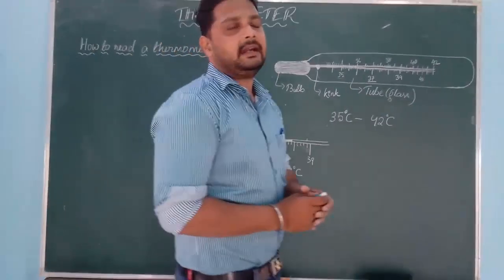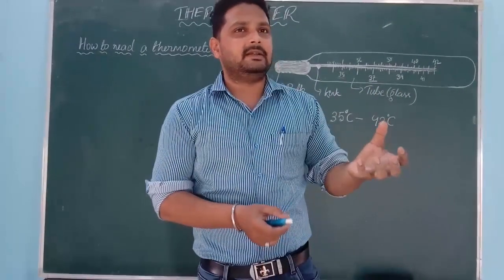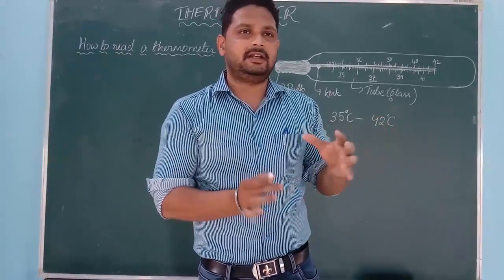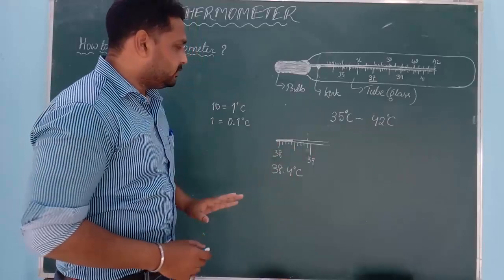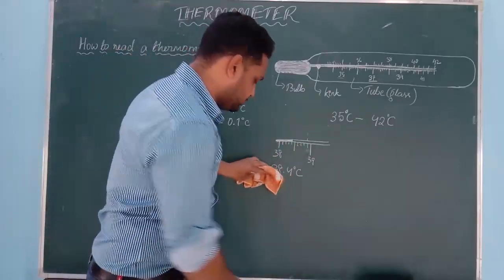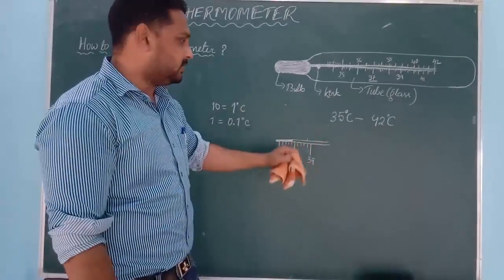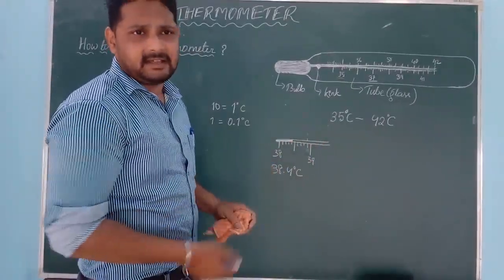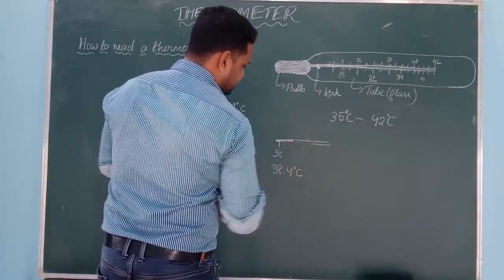But the thing is that it is not the same for all thermometers. In some thermometers, between any 2 degrees, 2 numbers, instead of 10, sometimes 5 lines exist. So we can say it will be like that in this case.